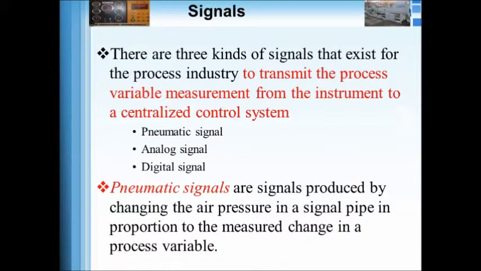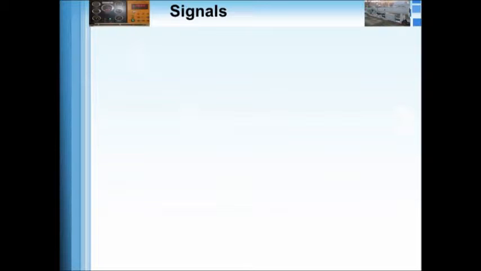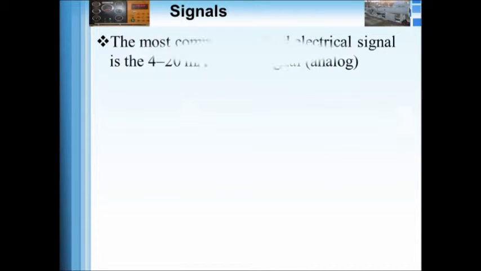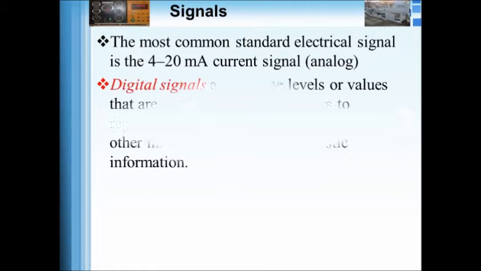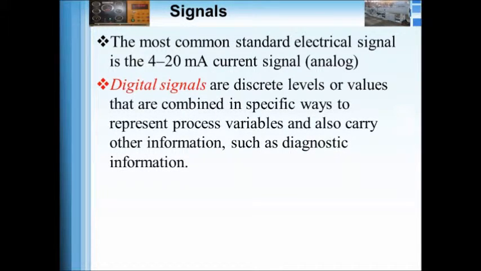Pneumatic signals are produced by changing the air pressure in a signal pipe in proportion to a measured change in a process variable. The most common standard electrical signal is the 4 to 20 milliampere current signal, an analog signal. Digital signals are discrete levels of values that are combined in specific ways to represent process variables and also carry other information such as diagnostic information.